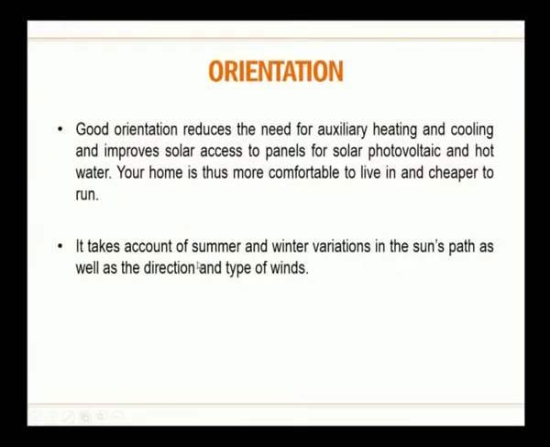For example, if you are in a tropical region, your solar system or a photovoltaic cell must be facing towards the west, because solar radiation is very harsh when it is setting. So, there will be a lot of heat and light which is being trapped inside the cells, which will in turn be used as a renewable energy to create electricity. It takes account of summer and winter variation in the sun path as well as direction and types of wind. So, orientation is not just about the radiation, it is also about the wind pattern.